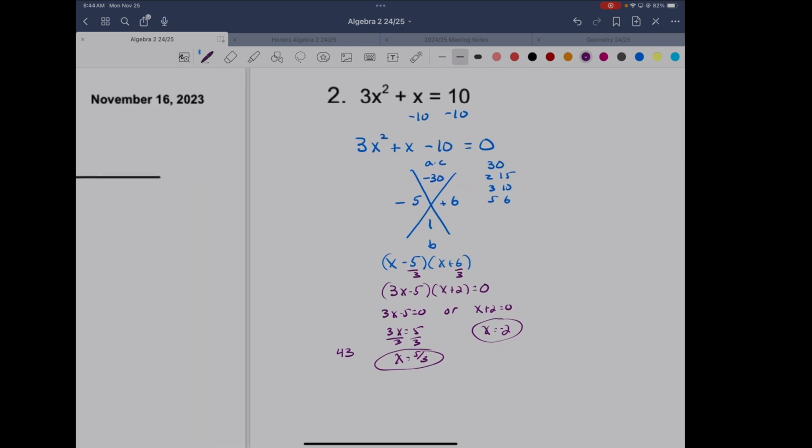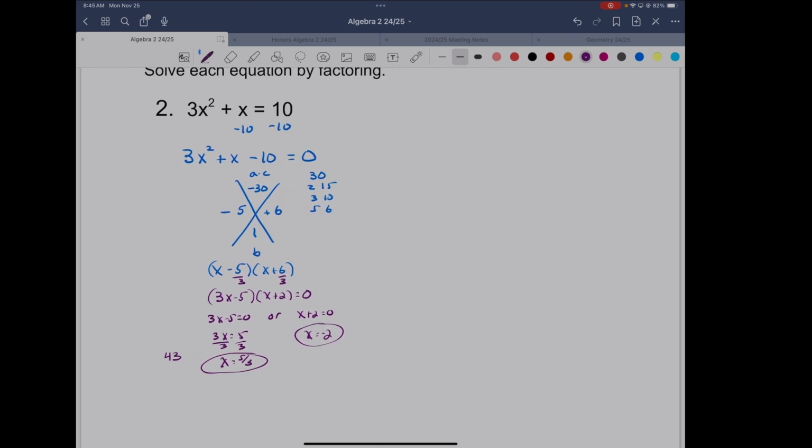Key to this problem is making sure that you put it in standard form first. Make sure that you set it equal to 0. They need to be set equal to 0 before you do your factoring. And again, I do want to see the factored form. And this is a must. I need to see that factored form, even though the solution is there, or the opposite of the solution is there.